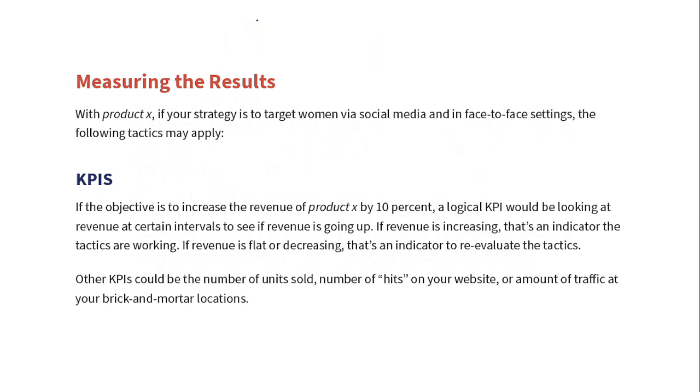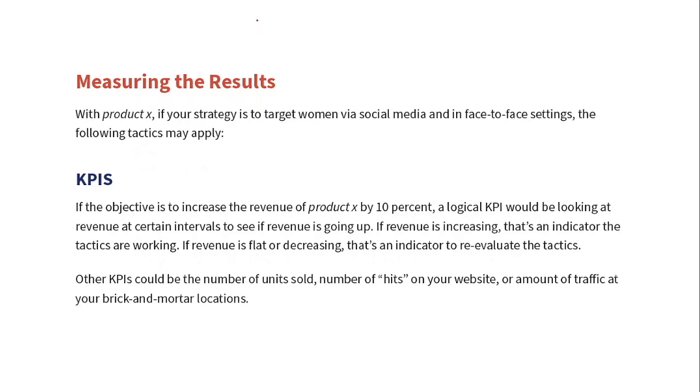Like for example here, measuring the results, I've given an example here. Consider product X. So if your strategy is to target, for example, women via social media and in face-to-face settings, the following tactics may apply. So there's an example of a key performance indicator here. So if the objective is to increase revenue of product X by 10%, a logical KPI will be looking at revenue at certain intervals to see if revenue is going up. If revenue is increasing, that is an indicator that the tactics are working. If revenue is flat or decreasing, that's an indicator to reevaluate your tactic.